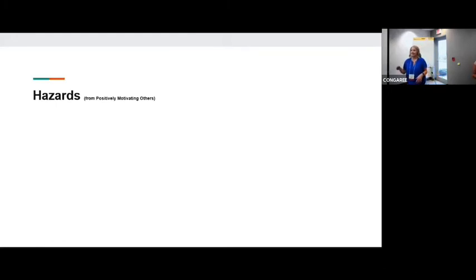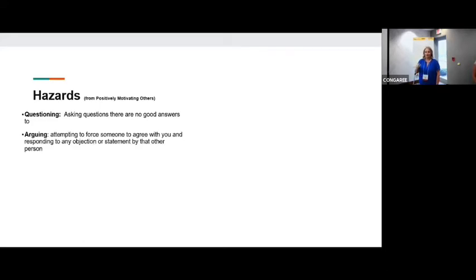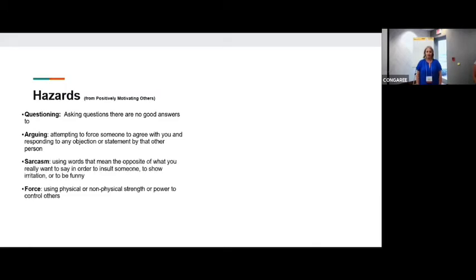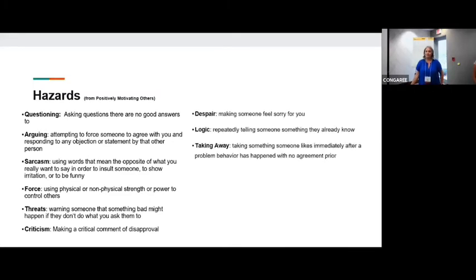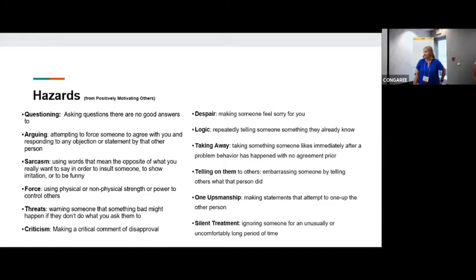There are hazards that I definitely use at home, and some that I might use at work, and some I might use in both, and some I use more than others. So the key here is to take it in stride. Oh, yes, I definitely do that. Just be aware and try to do better next time. We'll go through more examples of each one, but just really quick, the hazards are questioning, arguing, sarcasm, force, threats, criticism, despair, logic, taking away, telling on them to others, one-upsmanship, and silent treatment. These are all things that we want to avoid.